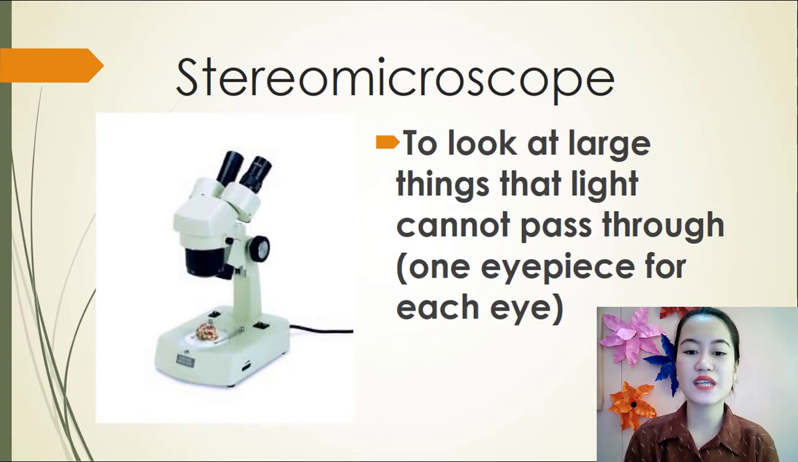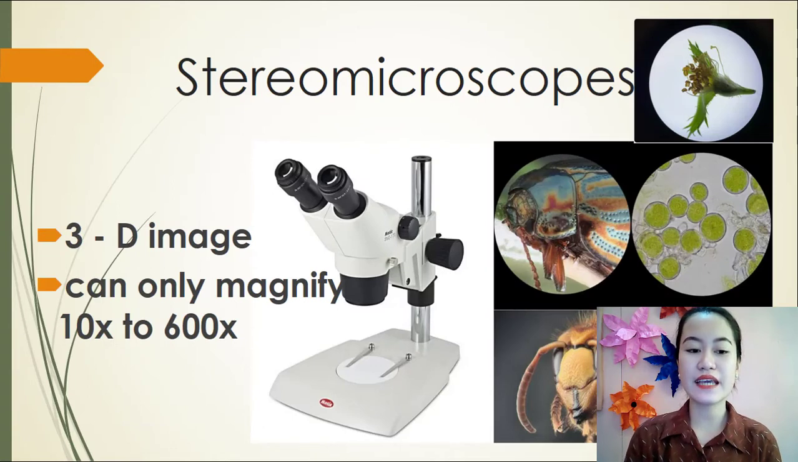So, to look at the large things that light cannot pass through, one eyepiece for each eye. So, kapag ito naman, itong stereo microscope, sobrang mahal na. Okay? So, nakikita nyo, kanina meron lang tayong one eyepiece sa isang compound light microscope. Dito, dalawa. Okay? For each eye pa yon. Okay? So, let us take a look kung gaano kalinaw yung stereo microscope. Okay, so 3D image can only magnify 10 times to 600 times. Ganun siya kalinaw. Okay?